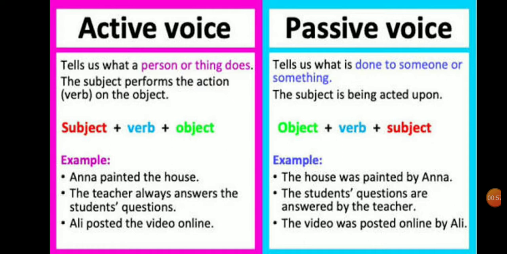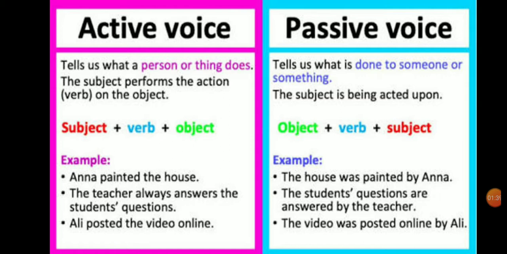Next, what is passive voice? Passive voice tells us what is done to someone or something. The subject is being acted upon. When we change active voice into passive voice, the object of the active voice becomes the subject of the passive voice. So to make any sentence into passive voice, we need object plus verb plus subject. Example: The house was painted by Anna. The students' questions are answered by the teacher. The video was posted online by Ali.